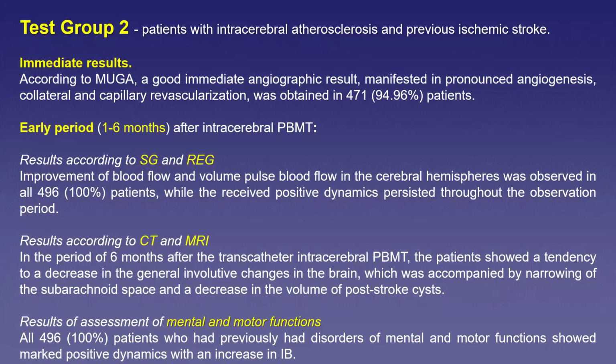Now we talk about the second group, and first we talk about the active group, that's group 2. Those patients had intracerebral atherosclerosis and they had previous ischemic strokes. In the immediate results, according to MUGA, a good immediate angiographic result manifested in pronounced angiogenesis, collateral and capillary revascularization, and was obtained in 94.9% of patients.